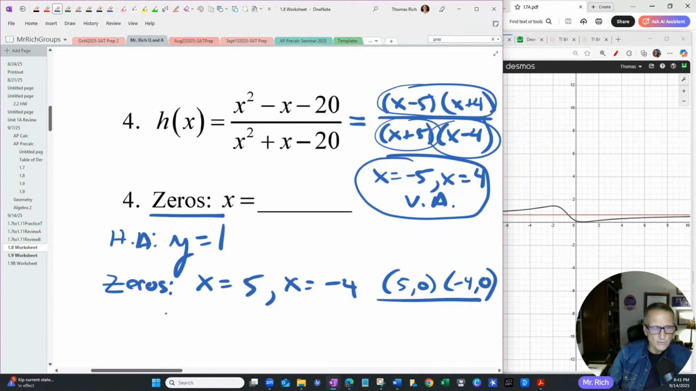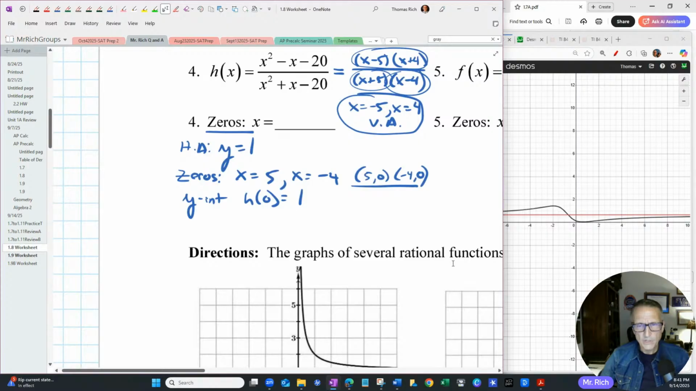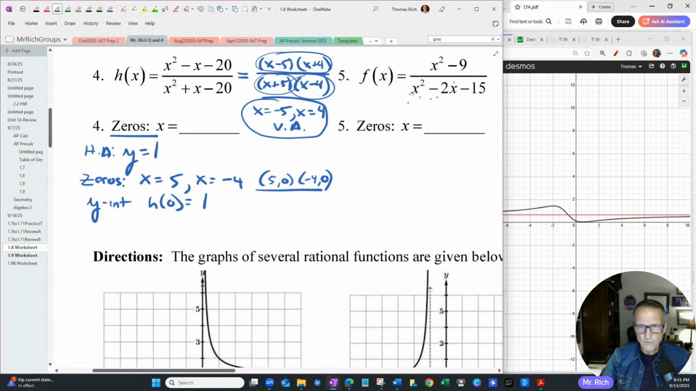As far as a y-intercept, we could find that very easily because y-intercepts are found by taking h of 0. So if we stick 0 in for x, we see that that's going to be equal to -20 over -20. It's equal to 1. So we can draw a pretty accurate sketch just based on those characteristics. So I'm going to draw a really crude sketch over here.